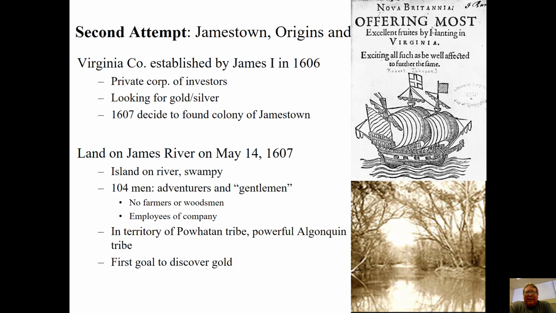In the lower right-hand corner here is a picture of that area that'll become known as Jamestown, about in the early 1900s. So what you see here is that territory has actually reverted back to its natural state.